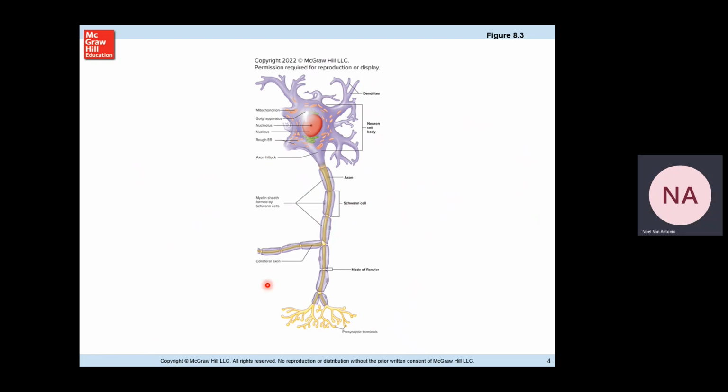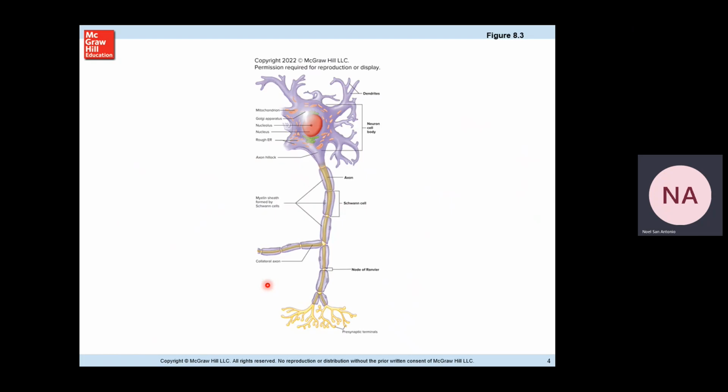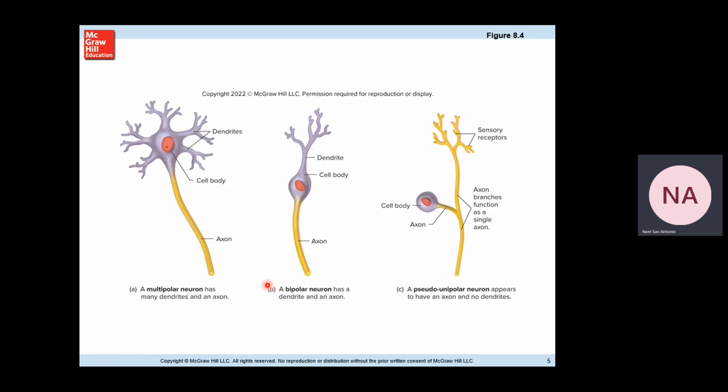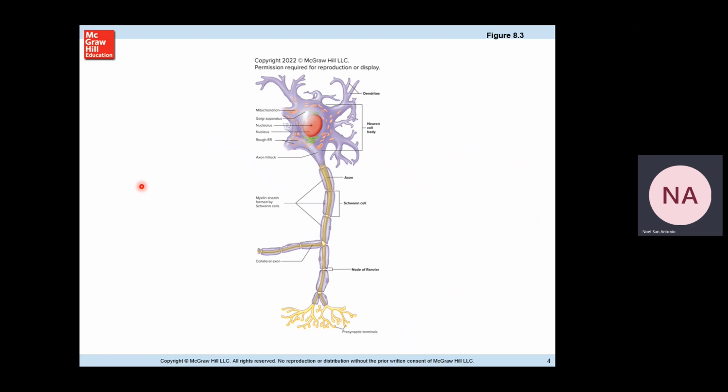Now, in all of those divisions of the nervous system, you will find two kinds of cells. Ano yun? Eto, nandito. You have your neuron and your neuroglia or glial cells. Again, the two types of cells in the nervous system are neurons and your neuroglia or glial cells. So we will be discussing first yung neuron.